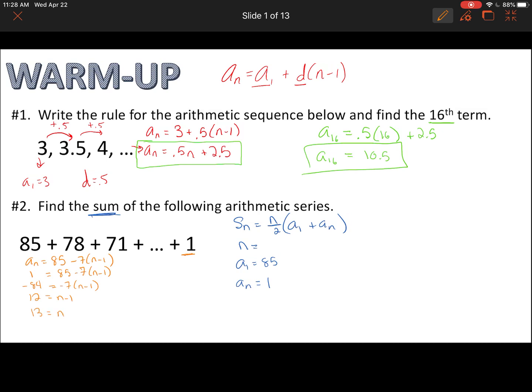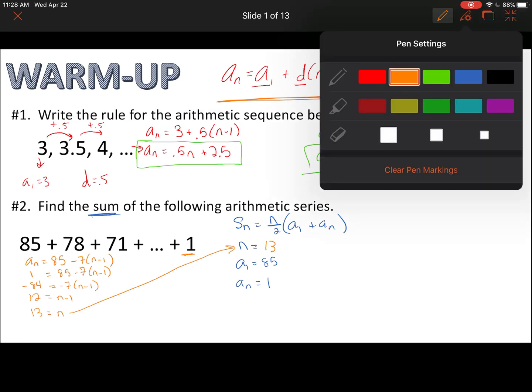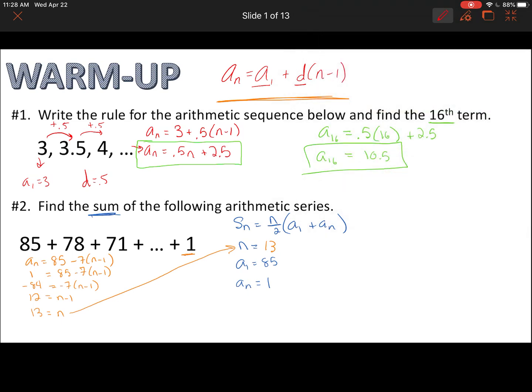So these problems are a little bit difficult because we're missing something. Whenever you're missing something, you're going to go back to this formula. That's usually how you're going to figure out what you're missing. So we have what we're missing now. So we know that there are 13 terms in this series. So now I have everything I need, so I'm going to go ahead and solve it.